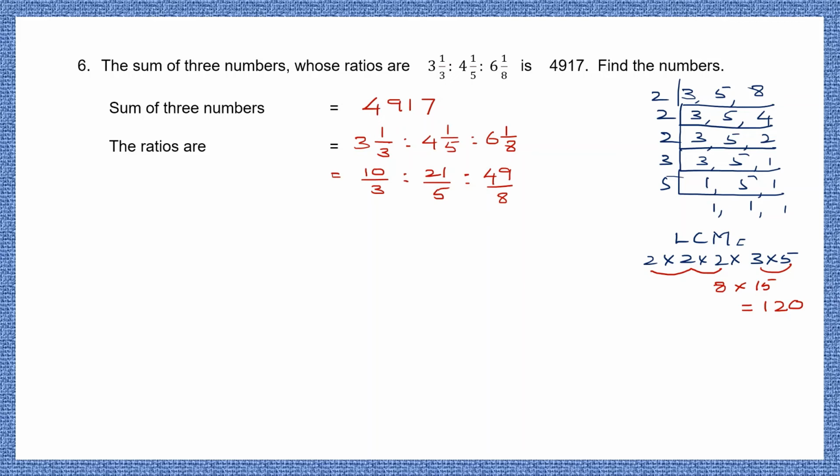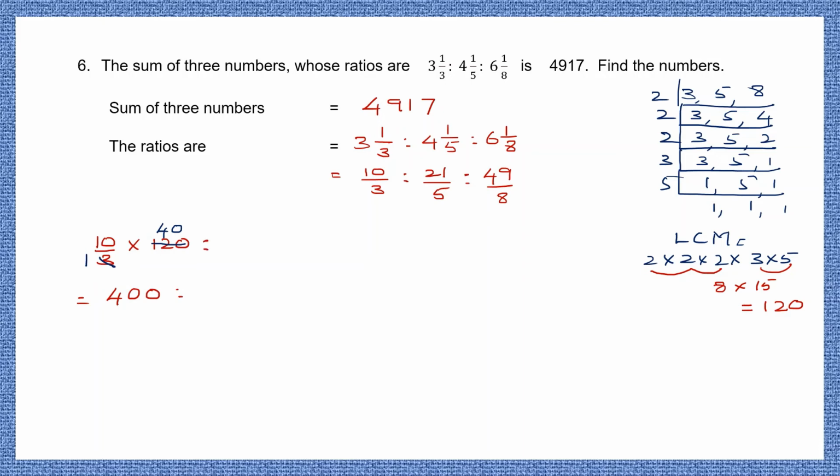So I'll start with the first number in the ratio, which is 10 by 3. 10 by 3 into the LCM 120. Let me cancel. 3 ones are 3, 4, 40. Now 10 into 40 is 400. So I've got my first number in the ratio.